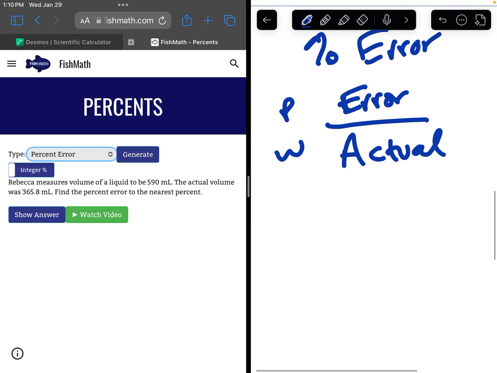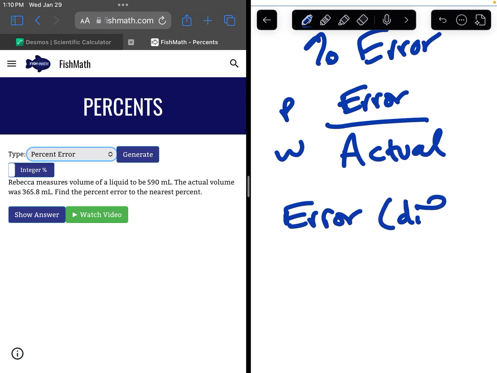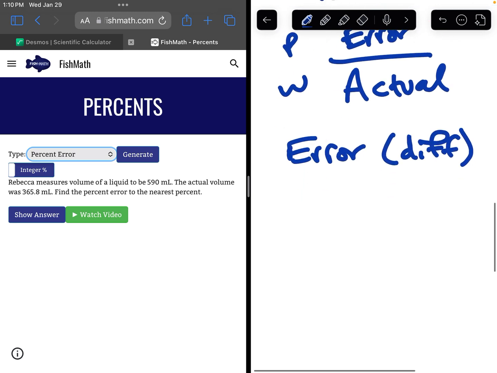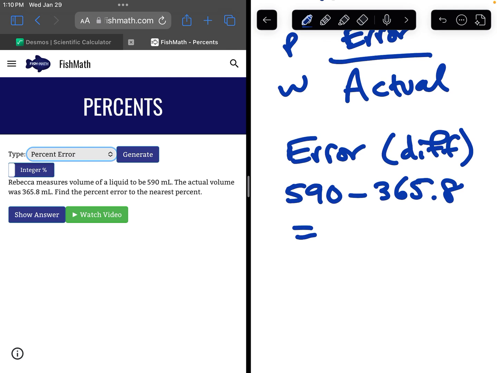So if we're looking at this one here, it measures the volume to be 590. The actual volume is that. So to get the error, it's really just the difference. Just like it was for percent change, we're just going to subtract them. So we're going to subtract the bigger minus the smaller, again, because we don't really need to worry about negatives.